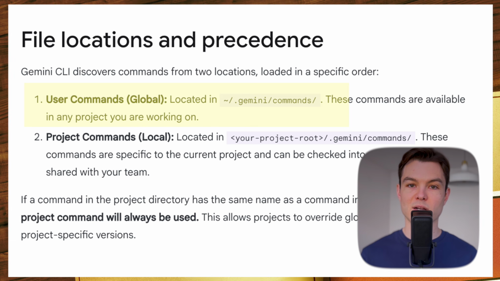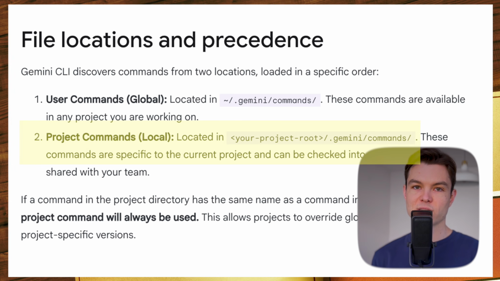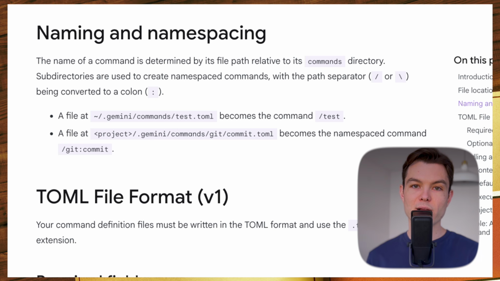User commands are saved in home/Gemini/commands, and project commands are saved under project/Gemini/commands. The name of a command is determined by its file path relative to its commands directory. Sounds very confusing, but let's have a look at an example and it will become more clear.